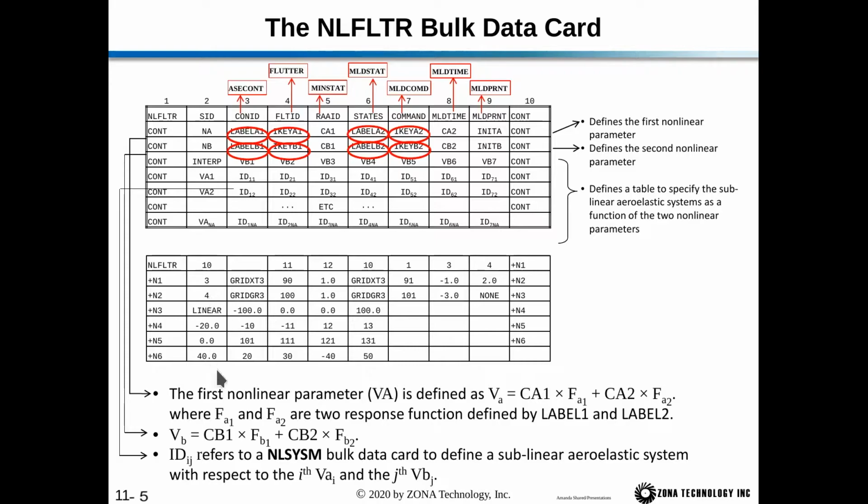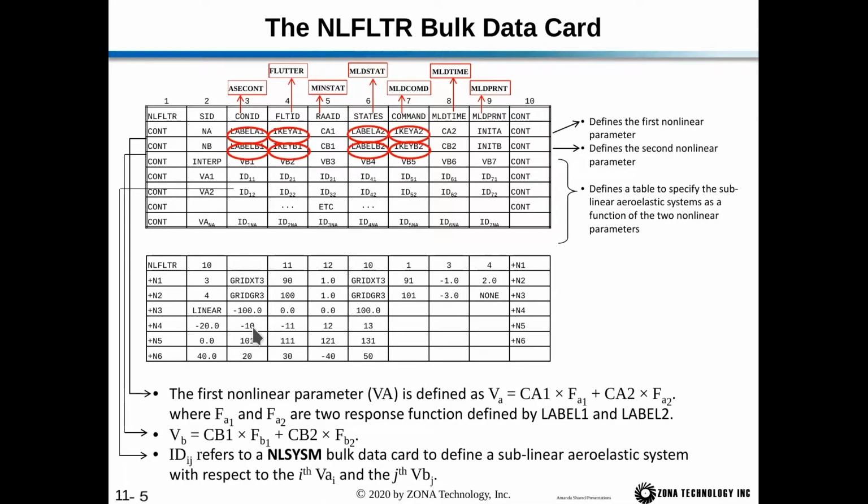So if we move down to this example here, this table here, the first nonlinear parameter, we have discrete points at -20, 0, and 40. The second nonlinear parameter, we have -100, 0, 0, and 100. So during simulation, if our first nonlinear parameter is -10, our second nonlinear parameter is -100, we will now interpolate on this table. So -10 is between -20 and 0.